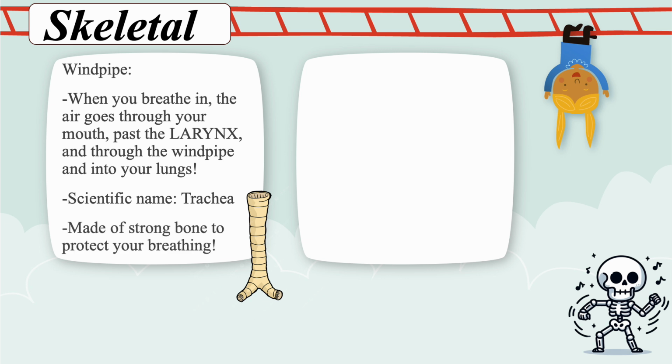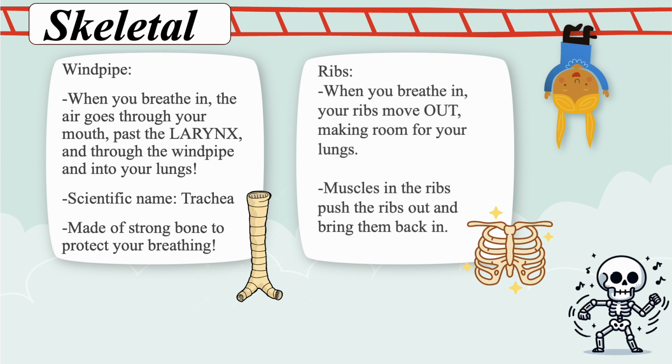It is made of strong bone to protect your breathing, so if you were to get hurt, it's made of that strong material so that you can keep breathing no matter what. Another big aspect in the skeletal system when it comes to breathing is your ribs. So when you breathe in, your ribs move out, making room for your lungs. So like we were talking about, when you breathe in, your lungs expand. And actually our lungs are a lot bigger than we think they are. They take up a lot of space, so our ribs have to move out of the way to make room for our lungs when we breathe in.